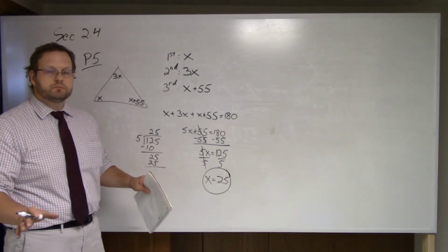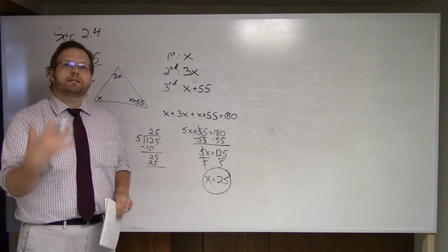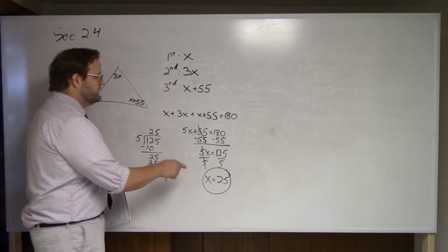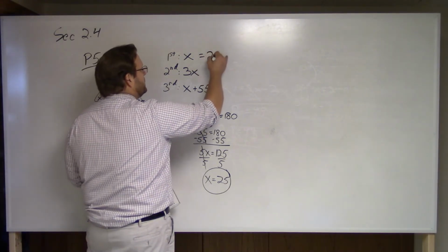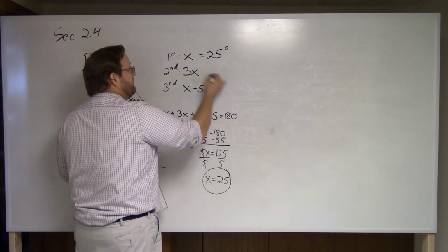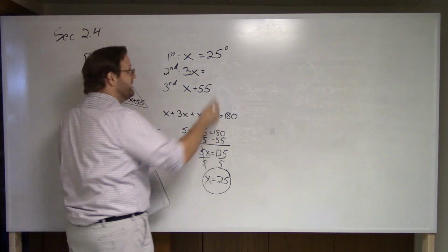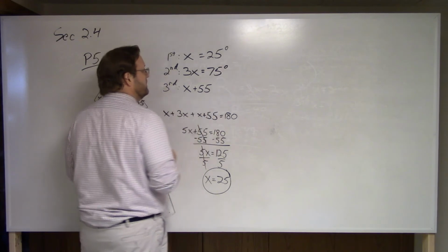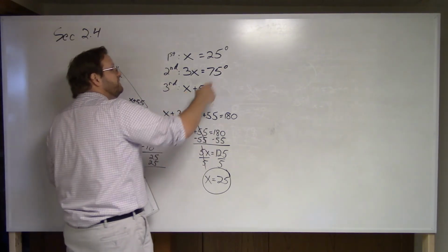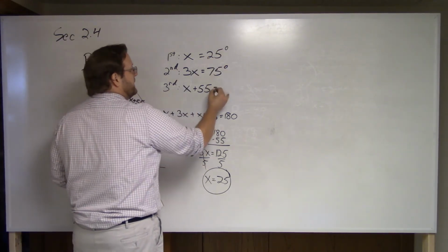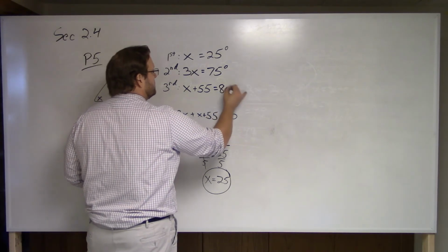Are we done? No. That was the solving, but now we need to interpret that solution. If this is 25, that means my first angle was 25 degrees. My second one is 3 times that, so 75 degrees. And then the third one is 55 more than this. So that is 80 degrees.